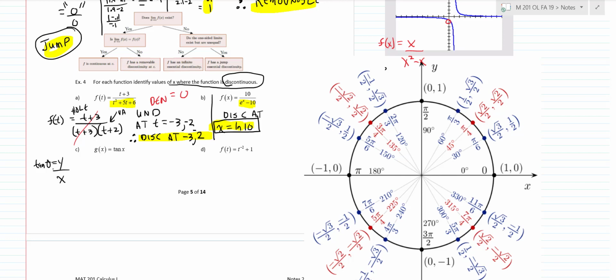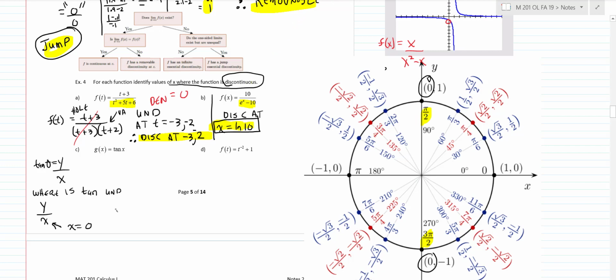So what we're going to do is figure out where the tangent is undefined. So ultimately you have to look at y over x on the unit circle. The question becomes, where is x equal to 0? Where x is 0, that is where the tangent is undefined, where it has a vertical asymptote. All right, so tell me where x equals 0. Okay, there and there. That happens at two places in radians. That happens at pi over 2 and 3 pi over 2 like that.